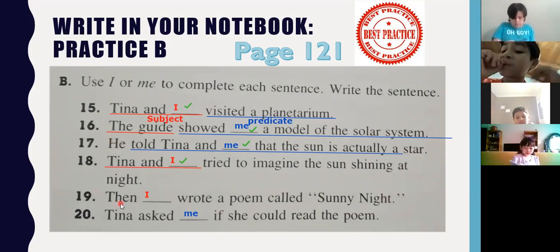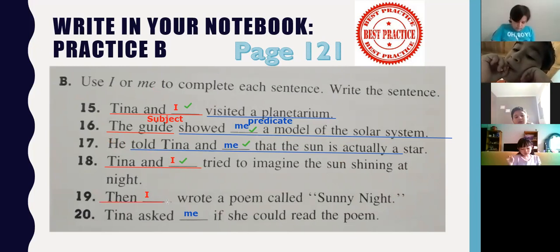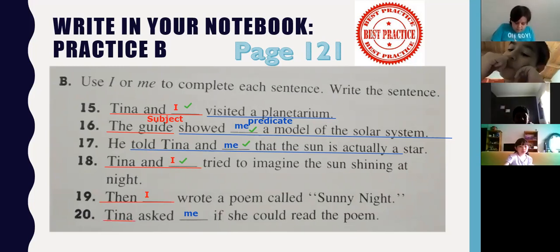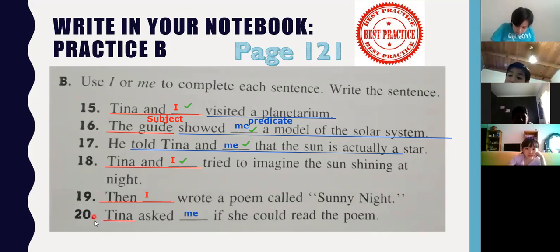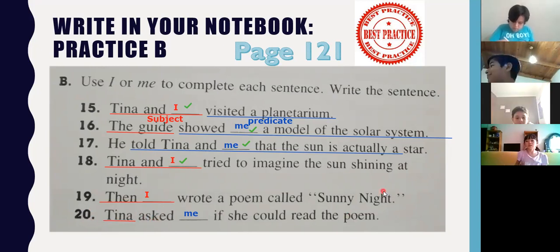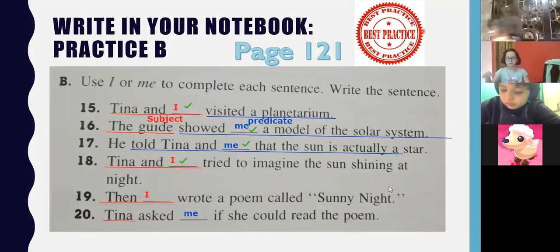Okay, in number 19, then I is the subject, because wrote a poem is the predicate, the rest of the sentence. And in number 20, Tina is the subject, because it's the noun, the person that we're talking about. Then we have the verb. The verb starts the predicate.